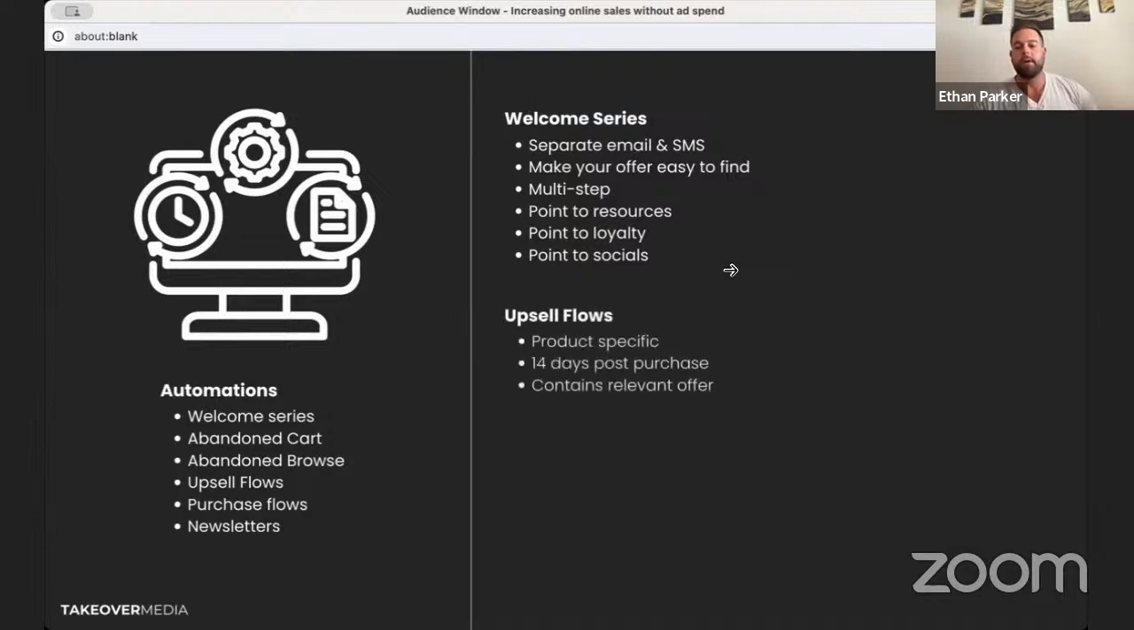Upsell flows are going to be huge, especially if you have a lot of products.